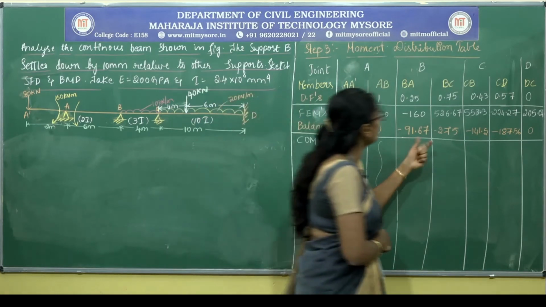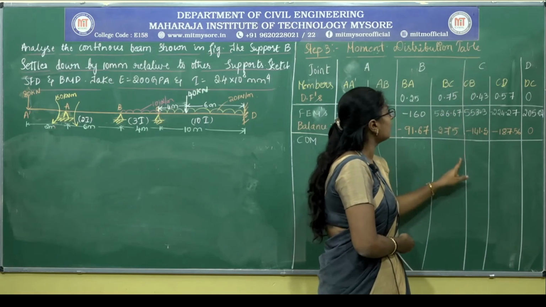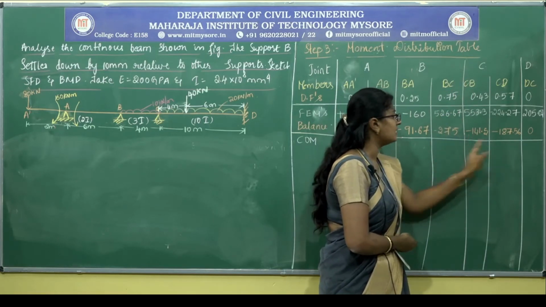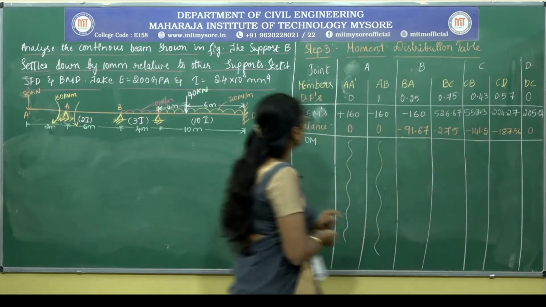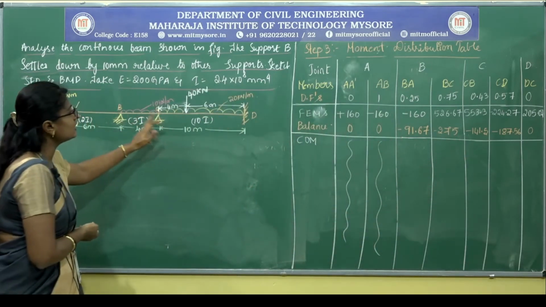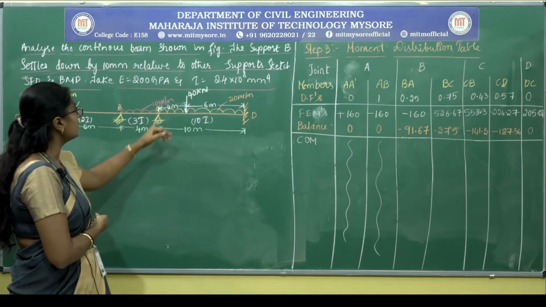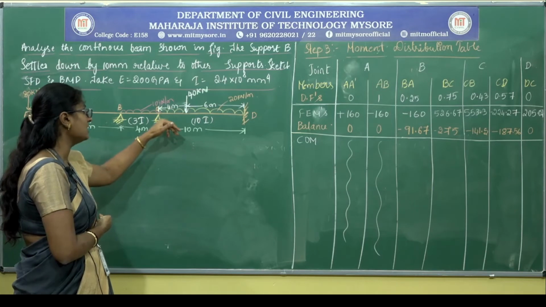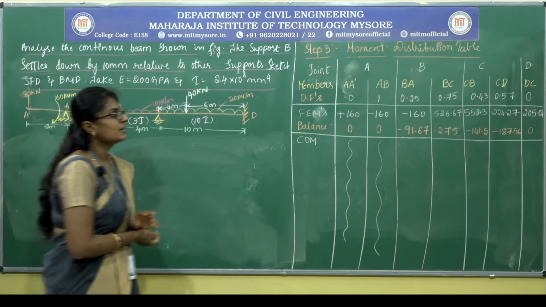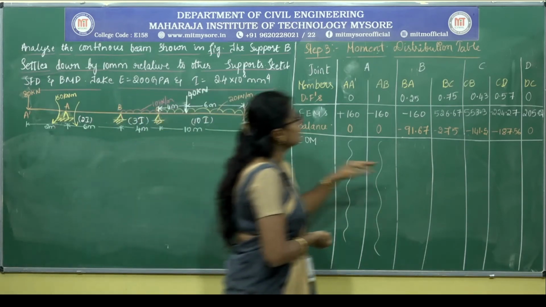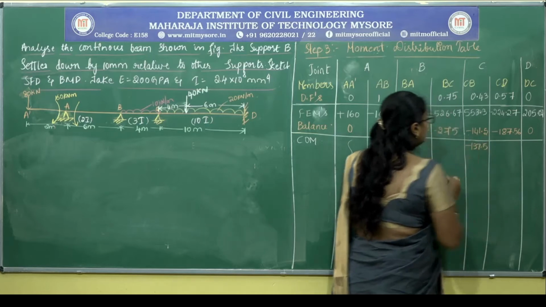So we have to carry it for B and C. For joint C, where we have two spans BC and CB. So for span BC, the applied moment at B is 275. So half of 275 can be transferred if the other end is fixed. Since it is continuous, we consider it as fixed. So half of 275 is transferred to CB, minus 137.5.